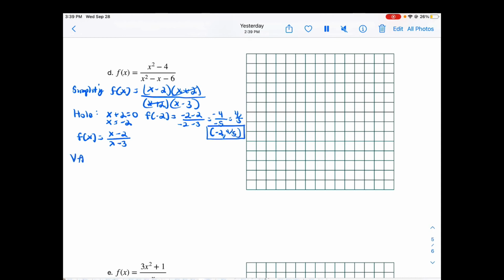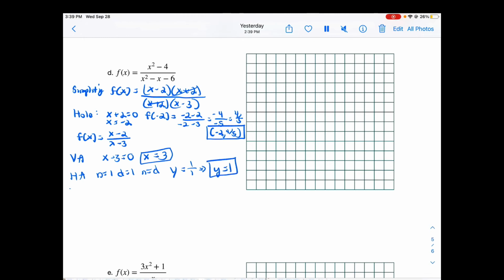Now I have a simplified equation. I'm going to find my vertical asymptote. My vertical asymptote for this problem is x equals 3. Now let's see if we have a horizontal asymptote. Degree of the top is 1, degree of the bottom is 1. They are equal, so it's equal to 1/1. So y is equal to 1 is my horizontal asymptote. Must be written as an equation.